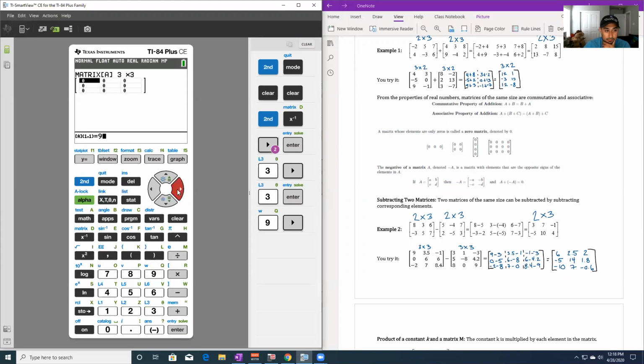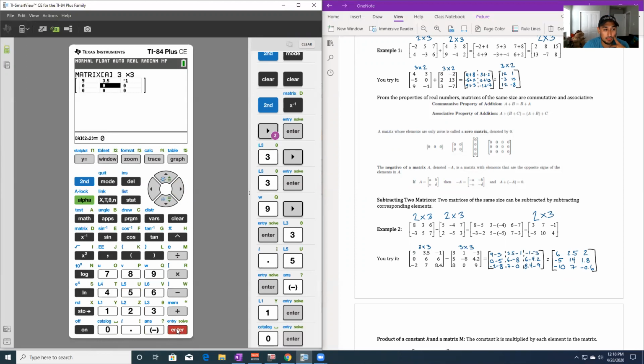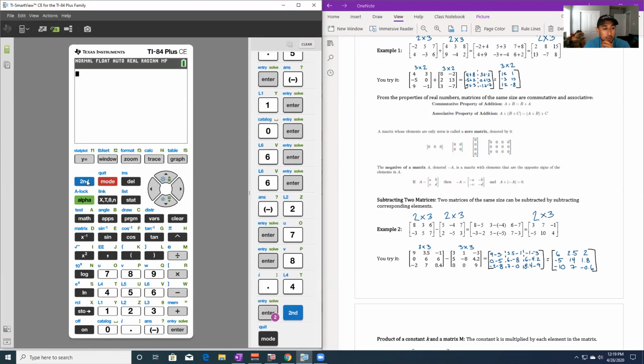9, 3.5, -1. So it works from left to right. So it's going row by row. 0, 6, 6, -2, 7, 8.4. All right. Now we're going to say second quit, and then back to second matrix. And now all that information is already saved in matrix A.